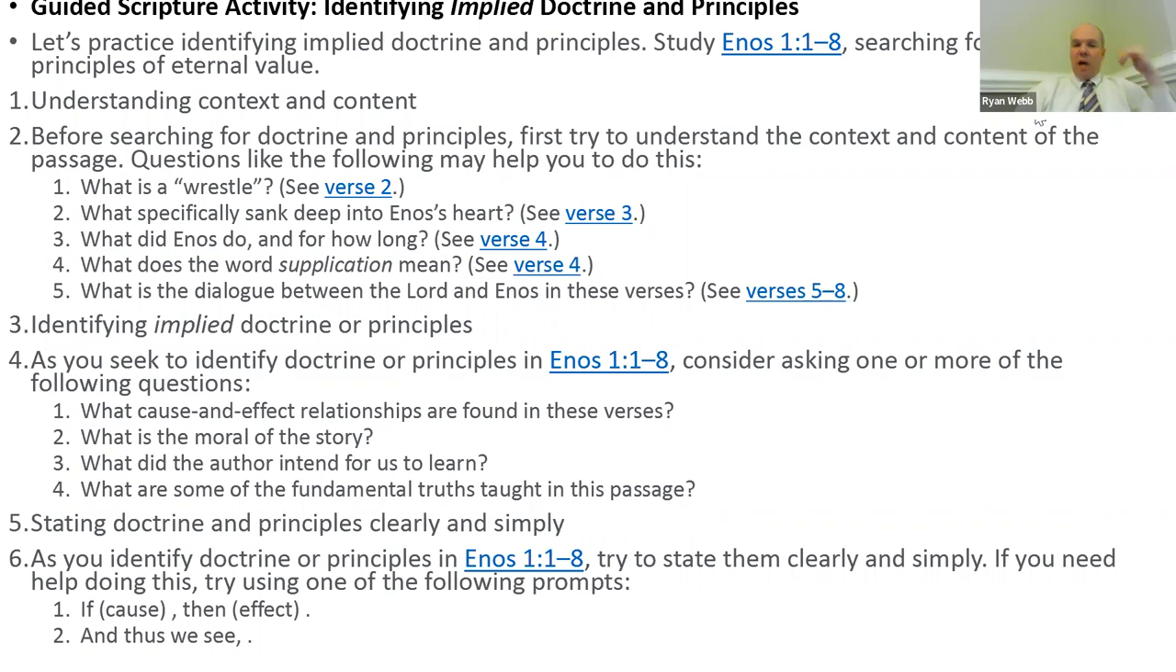I'm going to prime the pump here a little bit. We're going to focus in as a class on the word wrestle. We're also going to make sure we recognize what is going into Enos's heart. It's going to say in verse 3 that something sank deep into his heart. We want to know what that is. And then what did Enos do about it? So Karen, you're unmuted still. Would you mind reading the first 4 verses of Enos chapter 1? And we'll all consider these questions that are on the screen.